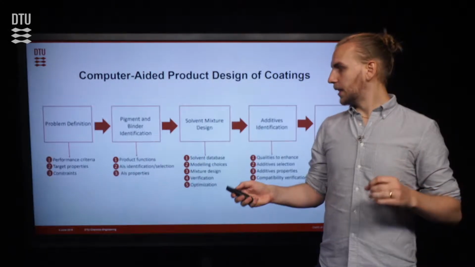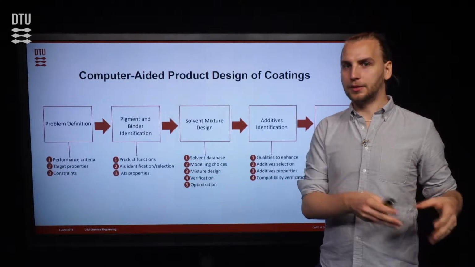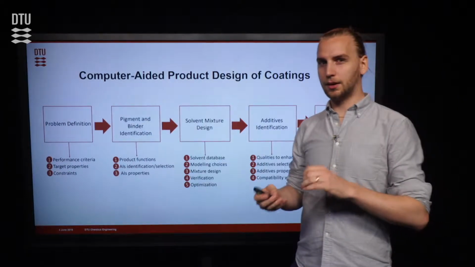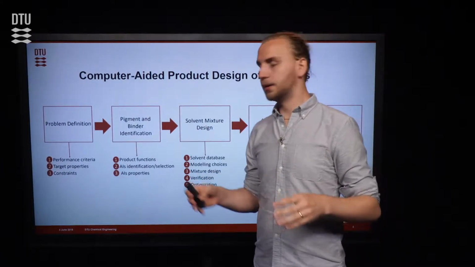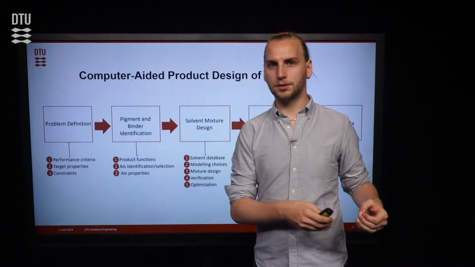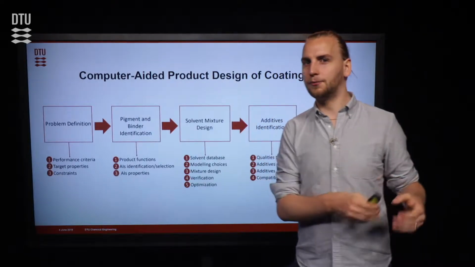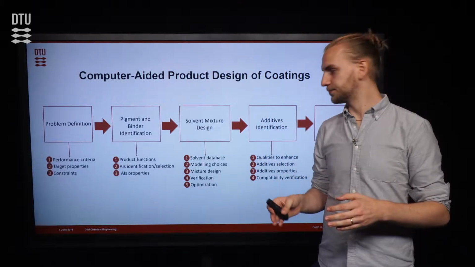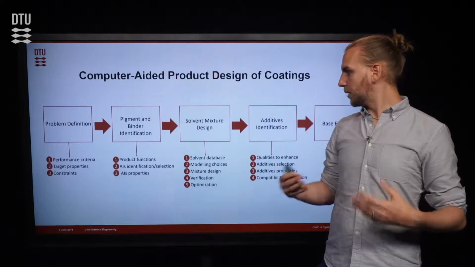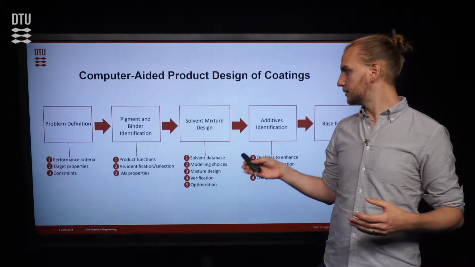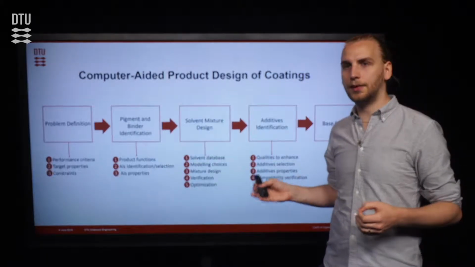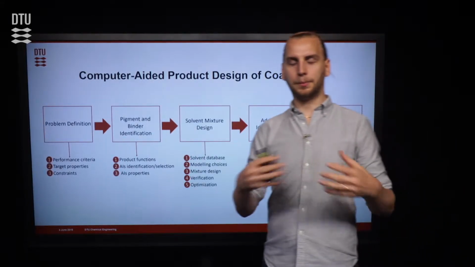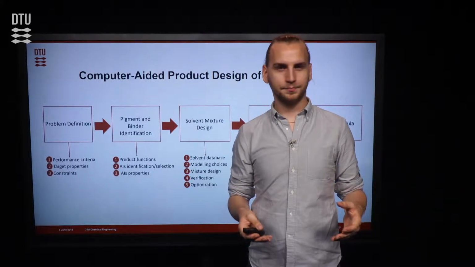And the first key step after selecting one of the main ingredients, such as a specific colored pigment, is to find those necessary properties. And this can be done either through predictive methods or through databases. Knowing these properties, we can then design the solvent mixture, select the necessary additives, and find the complete base formulation.